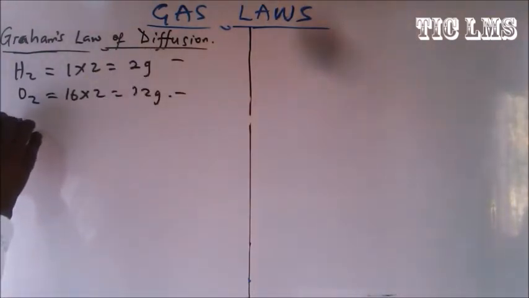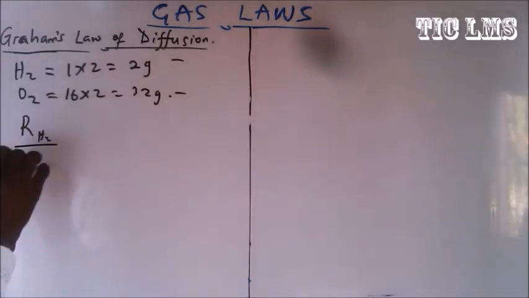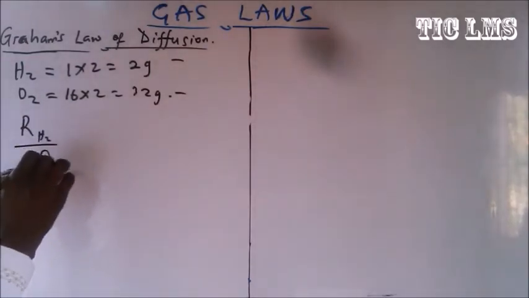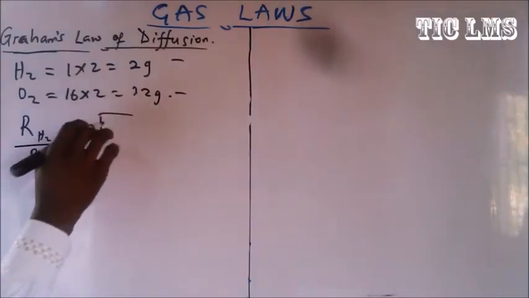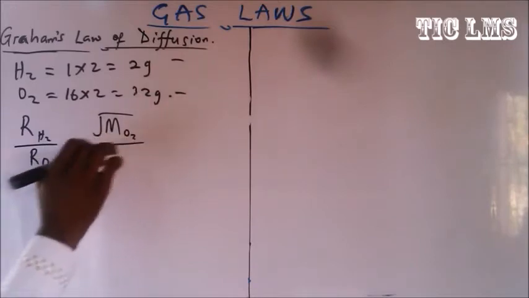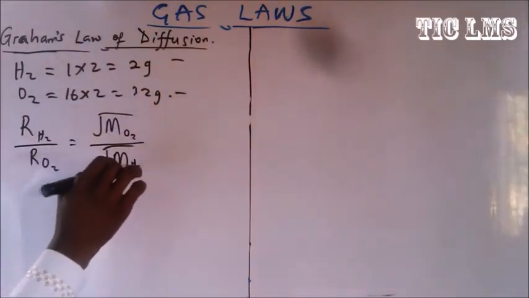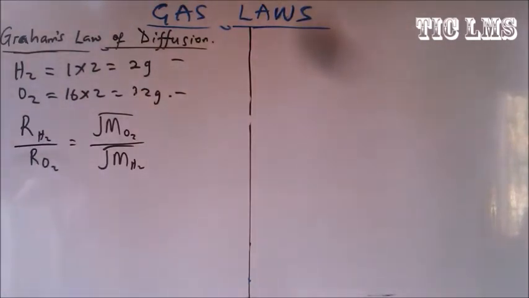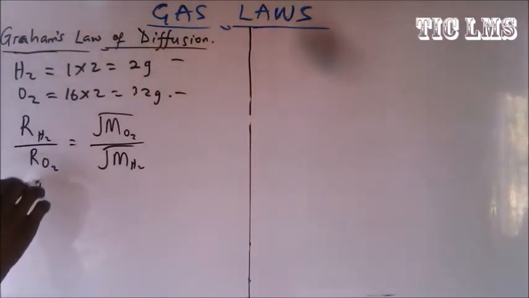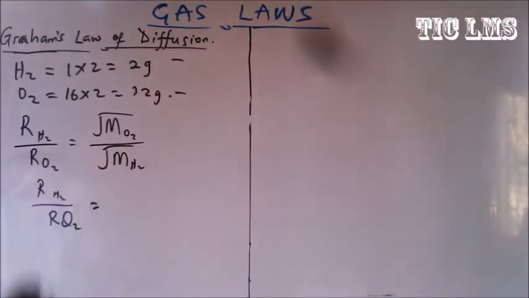Next, we have that the rate of diffusion for hydrogen gas over the rate of diffusion for oxygen gas equals the square root of molecular mass of oxygen over the square root of molecular mass of hydrogen. The rate for hydrogen is unknown, and the rate for oxygen is also unknown.